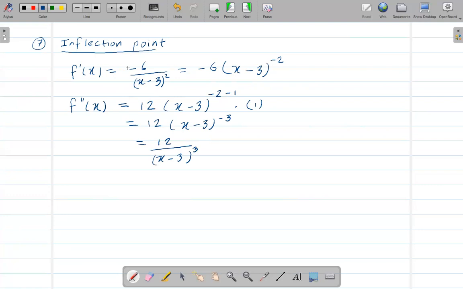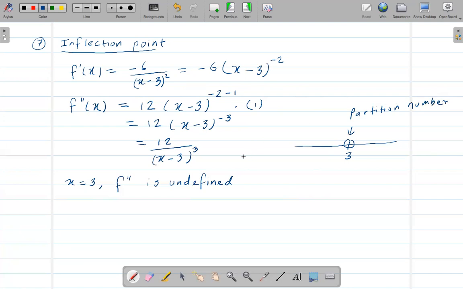Okay, now to find the inflection point, it's again a similar idea to what we used for the critical number. First here we can see that if x is 3, f double prime is undefined, right? But we still don't know if this 3 is an inflection point. If this is not an inflection point, or if it is not a critical number, then this kind of point we call a partition number.